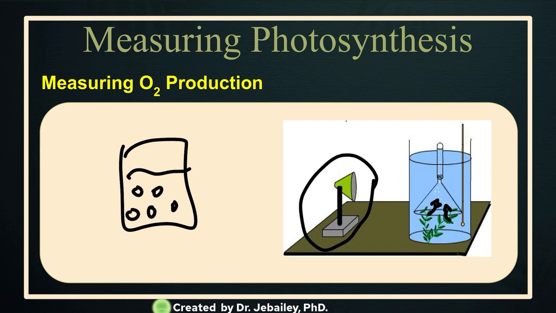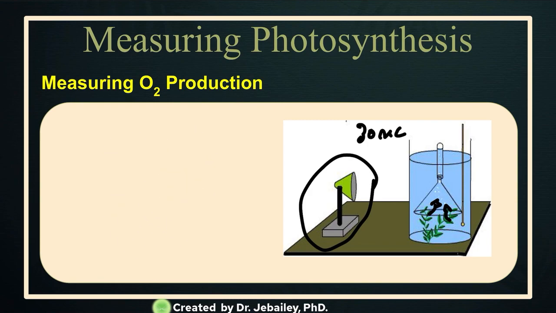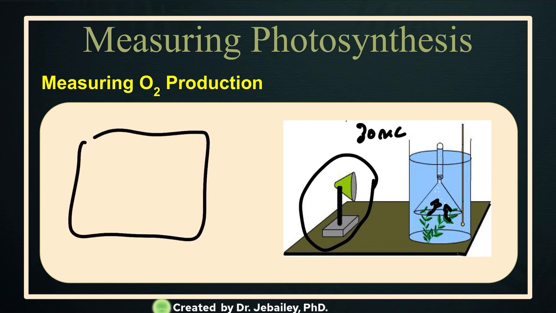So you can say in 30 seconds, I want to see how many bubbles are coming out of that plant. And that's how you know what the rate of reaction is, because if you see a lot of bubbles coming out, that means there's a lot of photosynthesis happening. If you see a small amount of bubbles coming out, that means the photosynthesis is going very slow. So that's one way. It's just counting how many bubbles are coming out of the plant. Another way is just to get a box and you put the plant.